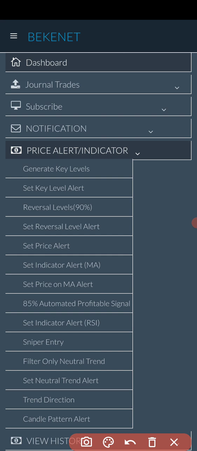Filter only neutral trend. So what I want the system to do now is to show me only the pairs that are retracing. That is a neutral trend. Show me only the pairs that are retracing, so that once it comes out of that retracement, immediately I'll start buying or selling. So these are the things you look out for. Let's click and look for any of the pairs that are retracing. Then I'll start monitoring it.